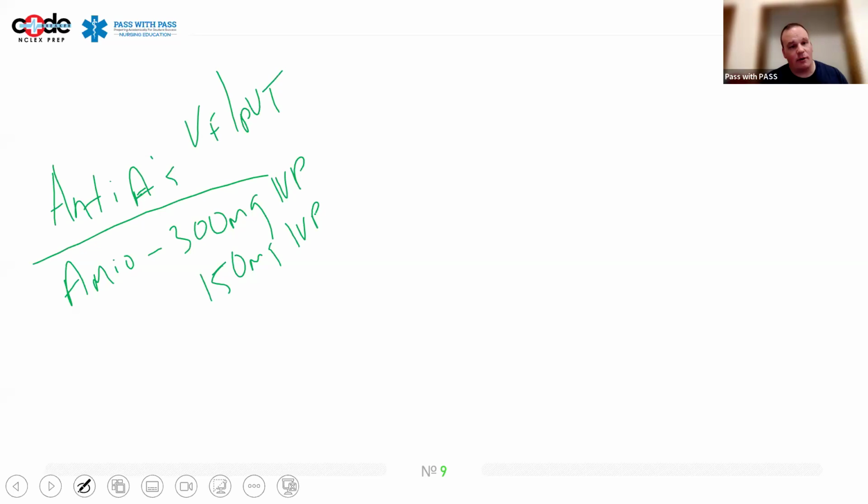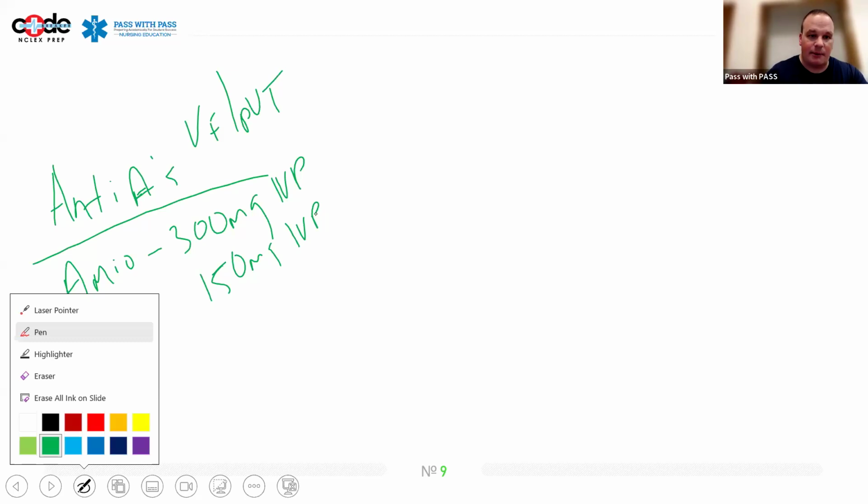For stable VTAC with a pulse, we are giving amiodarone, 150 milligrams of it, just giving it over 10 minutes of time. We're doing it as an infusion. If we give a beating heart a bolus of amiodarone, there's a really strong chance that it's no longer going to be a beating heart. We're going to put them into a cardiac arrest rhythm. So we want to make sure that we don't do that. But in a cardiac arrest scenario, we give it as a bolus.